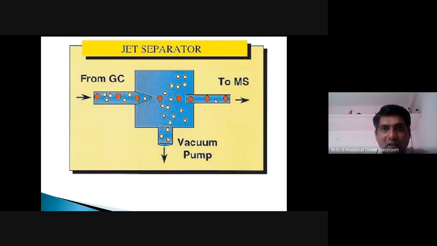Here you can see that at the inlet there are a total of 6 dots for the helium and only 3 dots for the analyte. But at this end you can see that only the analyte is there; the helium is taken away by the vacuum pump. So this process is called diffusion, and this can be done by using the jet separator.